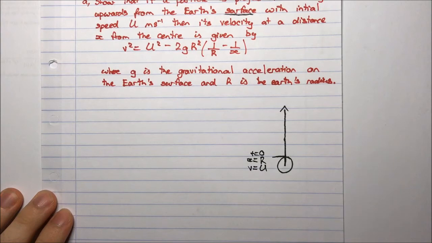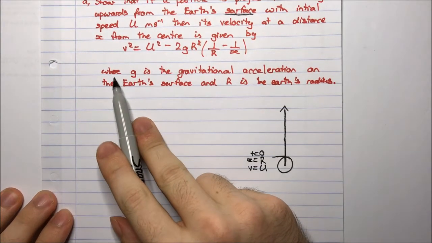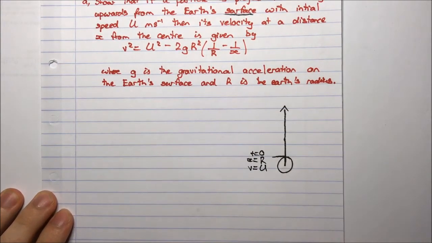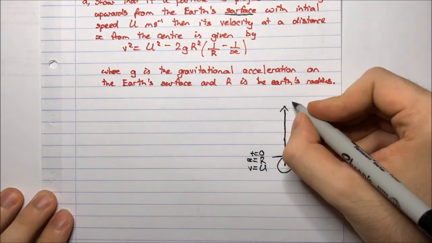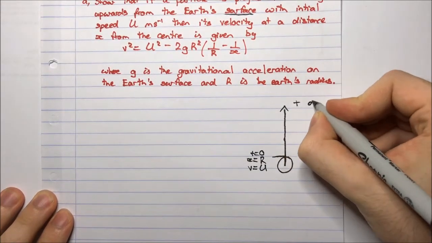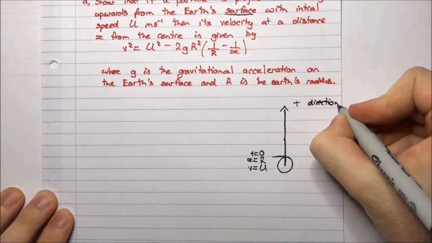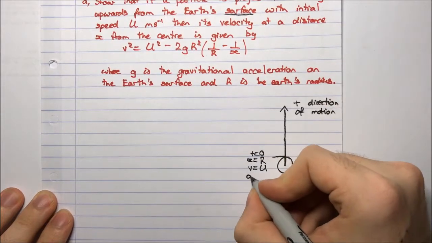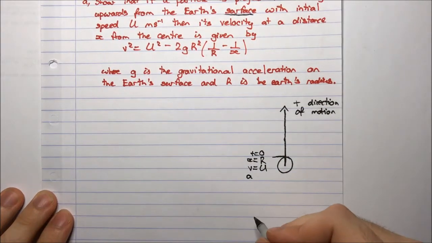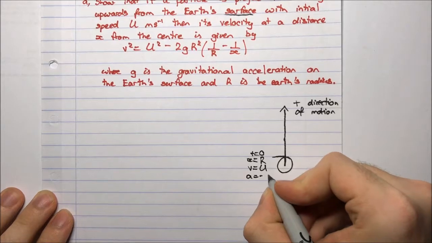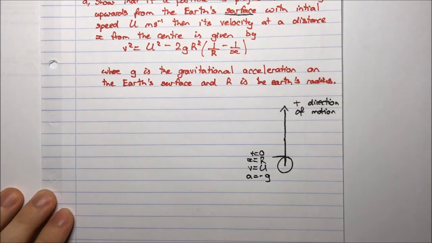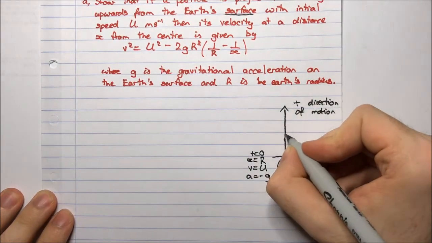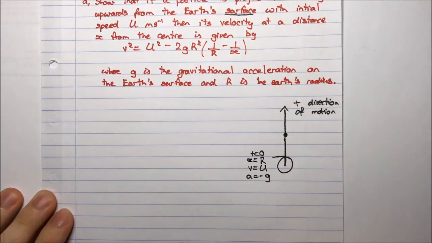But we also have the acceleration given to us. We're told that g is the gravitational acceleration on the Earth's surface. So we've defined going up as the positive direction of motion. And so my acceleration, which will be down, is negative g. Cool. So I have my particle somewhere here, traveling as it's being launched or projected up.